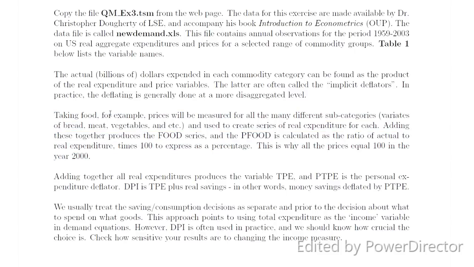Before reading this paragraph, I would rather read this paragraph first. Taking food: food is one of the things that we are going to be accounting for in our basket of goods. Food, for example, prices will be measured for all the many different subcategories, varieties like bread, meat, vegetables, etc., and used to create a series of real expenditure for each. Adding these together produces what is known as a food series.